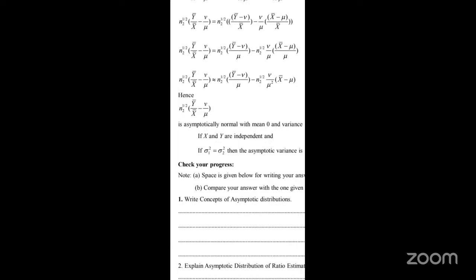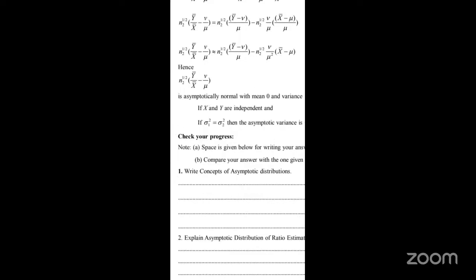Please go through this. We get n^(1/2) times (y bar by x bar minus mu by mu) is asymptotically normal with mean 0. The variance is sigma squared by mu squared plus n2 by n1 times mu squared by mu to the 4 sigma 1 squared. Where x and y are independent and sigma 1 squared equals sigma 2 squared, the asymptotic variance is sigma squared by mu squared times (1 plus n2 by n1 times mu squared by mu squared). So from this, one question we are able to ask is to write the concept of asymptotic distributions and explain the asymptotic distributions of ratio estimators.